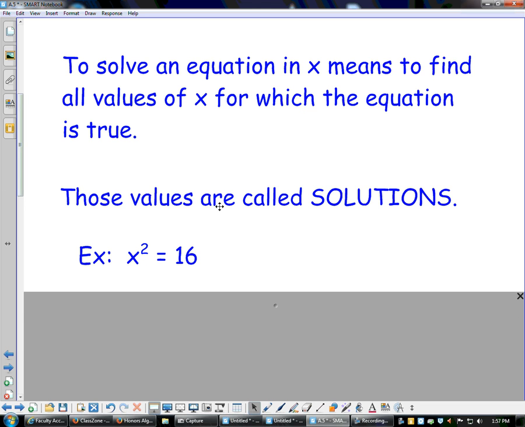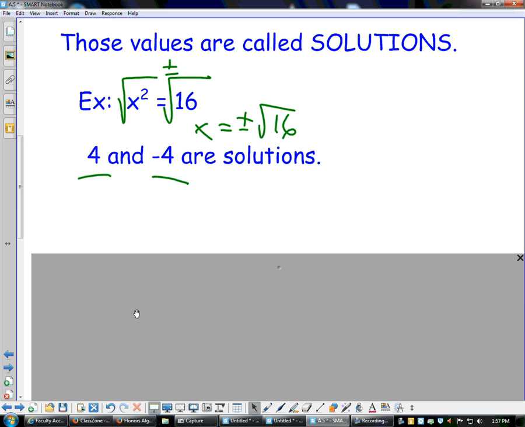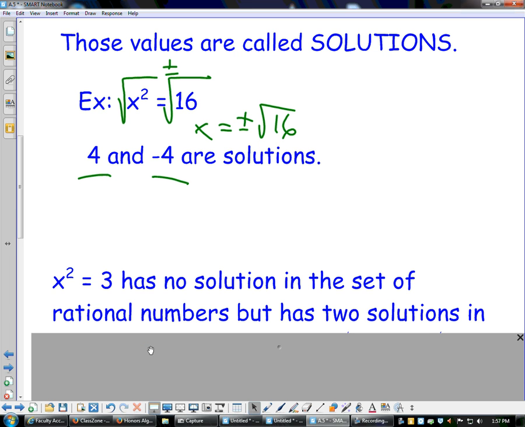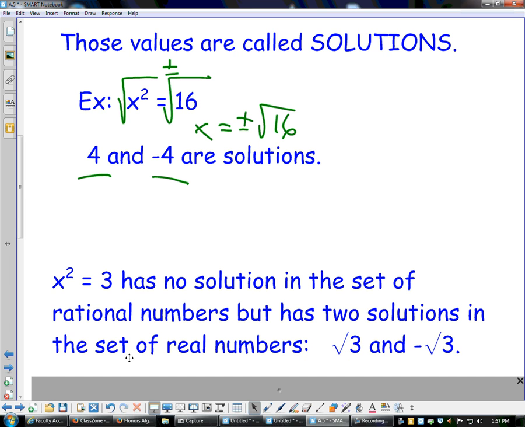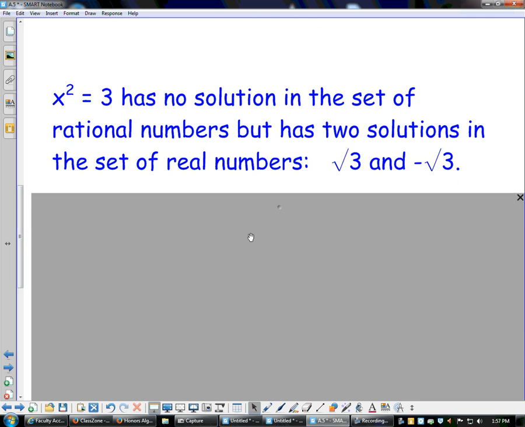Let's take a look at an example. If we were going to solve x squared equals 16, you know that you can take the square root of both sides, but don't forget, when you take the square root of both sides of an equation, you need a plus or minus. So you would end up getting x equaling plus or minus the square root of 16, and that's why you get 4 and negative 4 as your solutions. X squared equals 3 has no solution in the set of rational numbers, but it does have two solutions in the set of real numbers, namely square root of 3 and negative square root of 3.